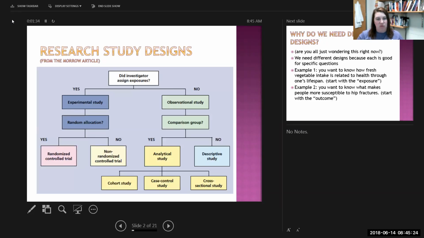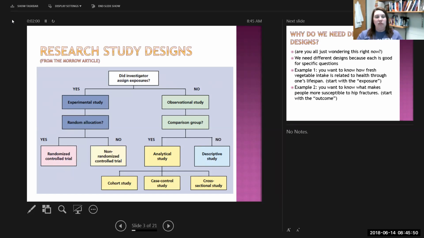This is something that we went over last week, but let's do it again. Do investigators assign exposure? Are they controlling things? If so, yes, we're going down that path of it being an experimental study. Are they randomizing things? If so, we have that level 2 randomized control trial. If not, we're doing non-randomized control trials, or quasi-experimental, right?